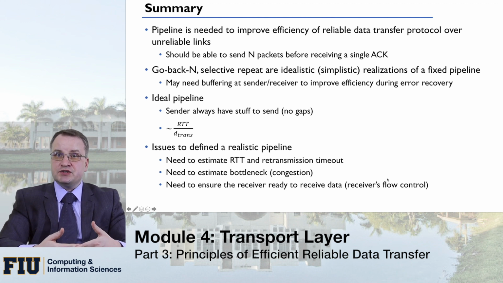And finally, you don't want to send too many packets if the receiver is being overwhelmed. For example, if the receiver is doing very slow processing, very slow acceptance of packets, then it may be the case that you can only send 5 instead of 100. So this is another thing to consider as part of reliable data transfer, the so-called receiver flow control.